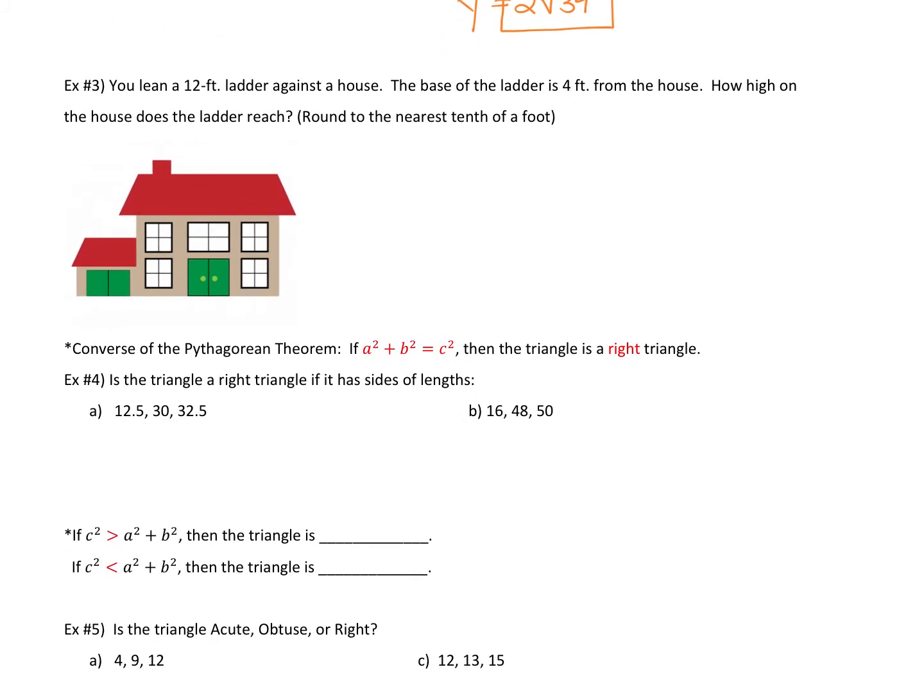Okay, example 3. It says you lean a 12-foot ladder against a house. The base of the ladder is 4 feet from the house. Okay, so 12-foot ladder, 4 feet from the house. How high on the house does the ladder reach?